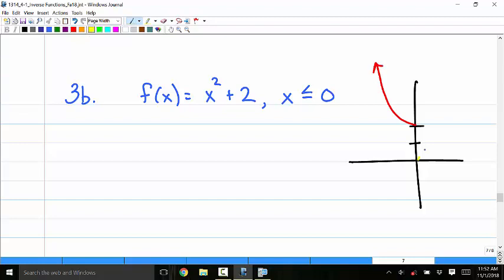So here's the line y equals x again. Instead of having the point 0, 2, you would want the point 2, 0. Instead of having the point negative 1, 3 here, you would have the point 3, negative 1 down here. So your inverse would look like that. So for this one, f inverse would have been negative root x minus 2.